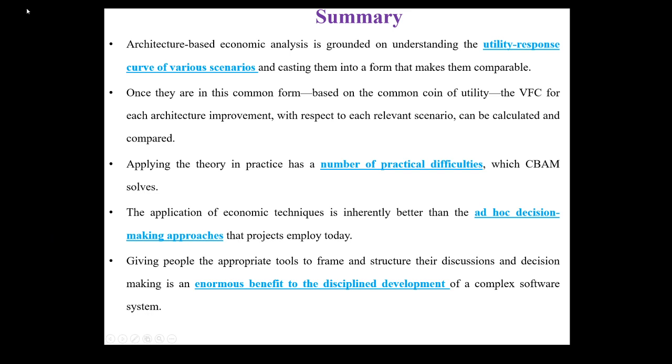So, what we studied so far in this chapter is given as a summary. First, we have to know the utility response curve of various scenarios, and apply the theory in practice. A number of practical difficulties are there which can be solved using the CBAM method, and we have another technique, that is, ad hoc decision-making approaches. Based on those tools we can frame the structure, and the discussions and decision making are an enormous benefit and discipline in the development of a complex software system.